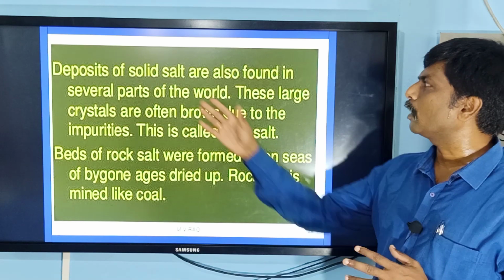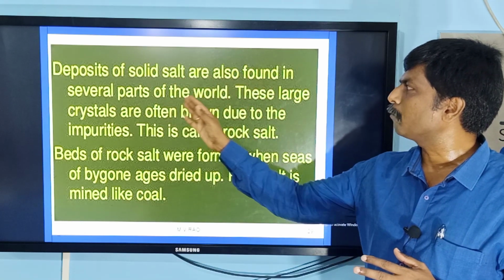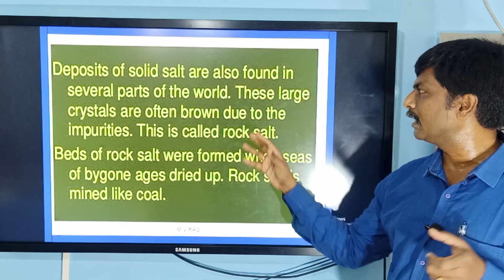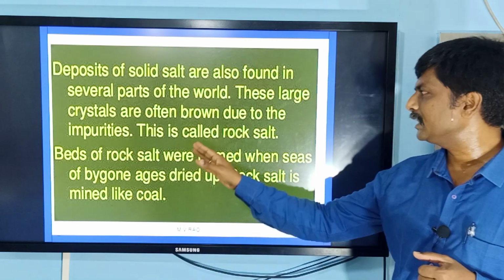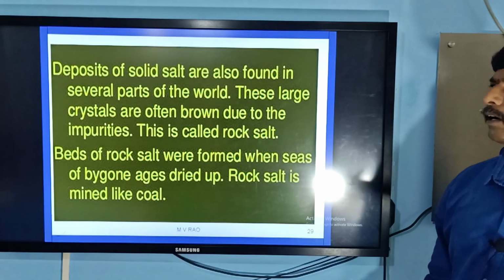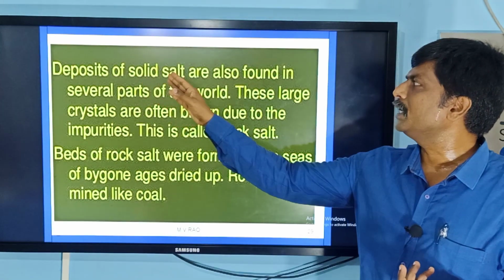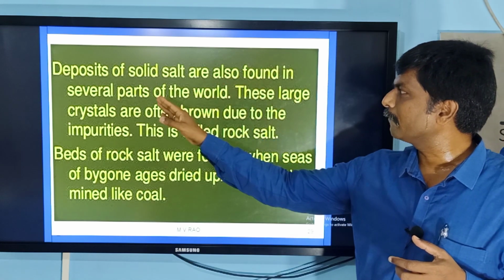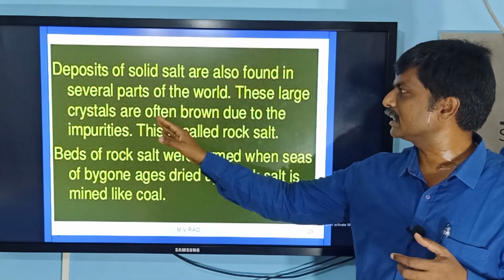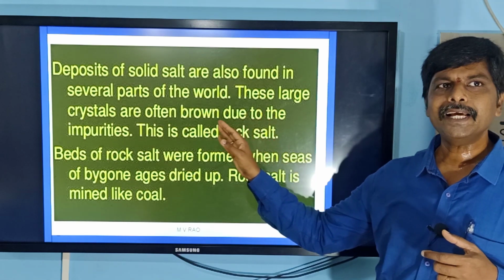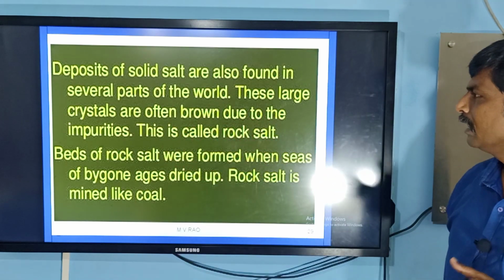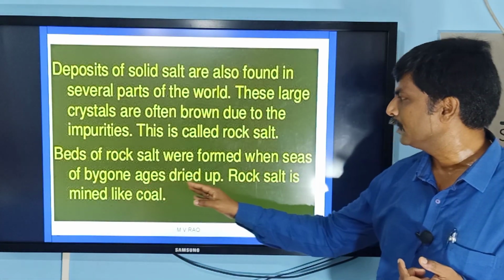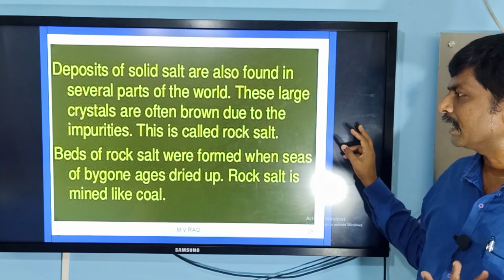Deposits of solid salt are also found in several parts of the world. These large crystals are often brown in color due to impurities. This is called rock salt. Beds of rock salt were formed when seas of bygone days dried up. Rock salt is mined like coal.